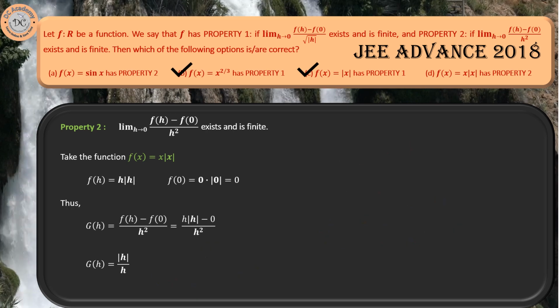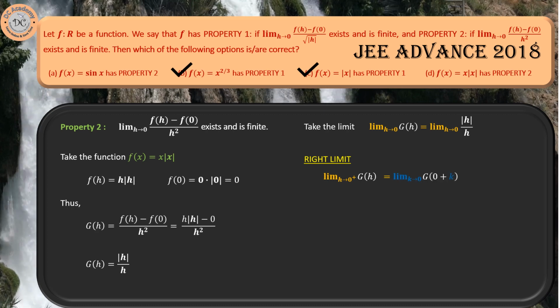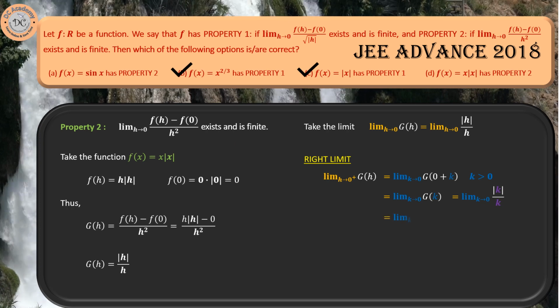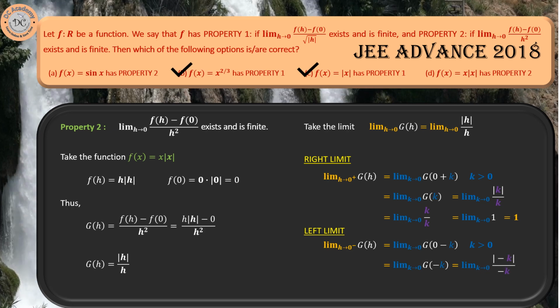But let's test that again. Here we consider the limit, and for the right limit, it will be equivalent to g of k, and then it will be mod k by k. When k greater than 0, it will be k by k, that's why it is 1. For the left limit, it will be equal to g of minus k, and therefore it will be mod of minus k divided by minus k. Therefore, it will be equivalent to k divided by minus k, which is equal to minus 1. So we can see that right and left limit are not equal in this particular problem.